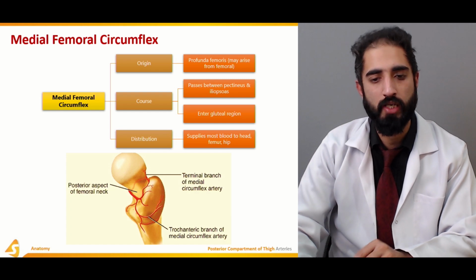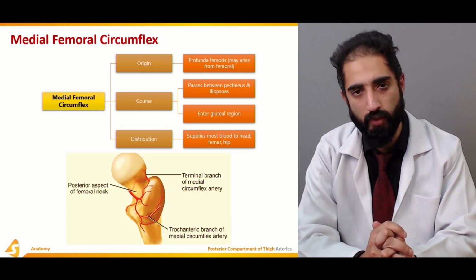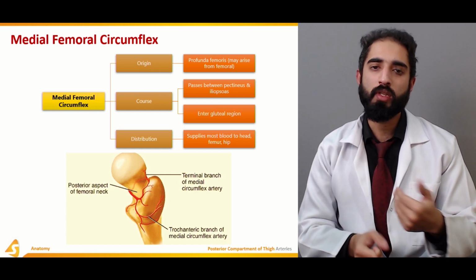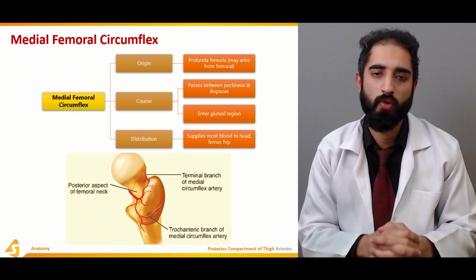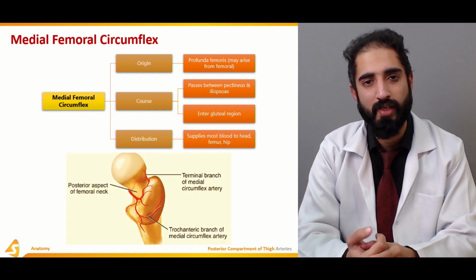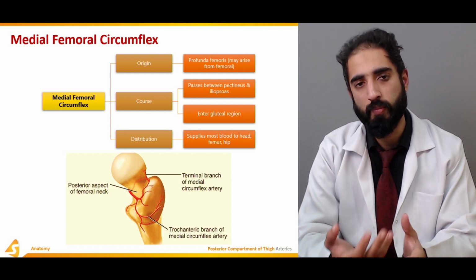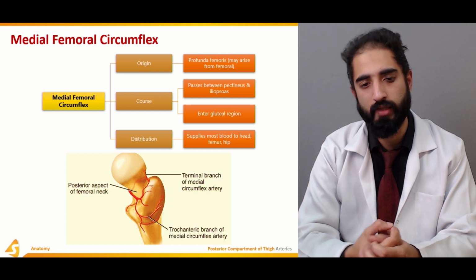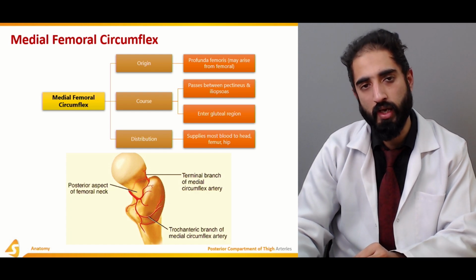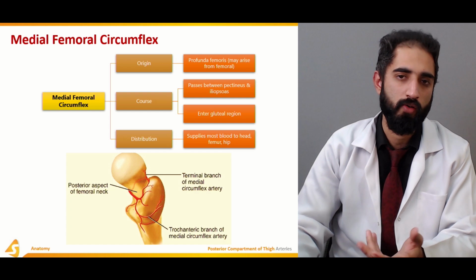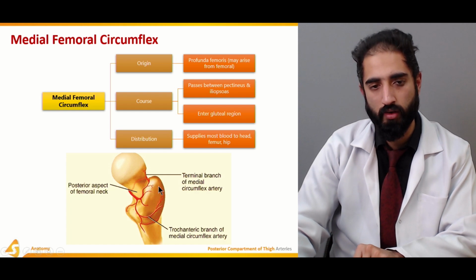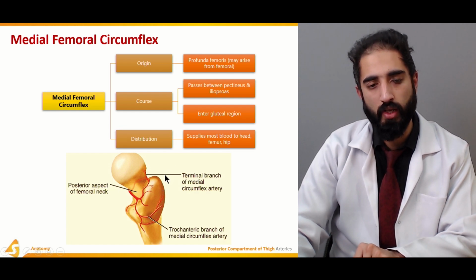And the distribution includes that it supplies most of the blood to the head of the femur and thus the hip joint as well. We also have the artery which passes to the femoral head via the fovea capitis, which is known as the artery to the femoral head, but that does not significantly supply the proper nutrition to the femoral head, and thus this is more important. And if the medial femoral circumflex artery is damaged and there is not enough anastomosis or collateral circulation via the other arteries, then avascular necrosis can occur in the femoral head.